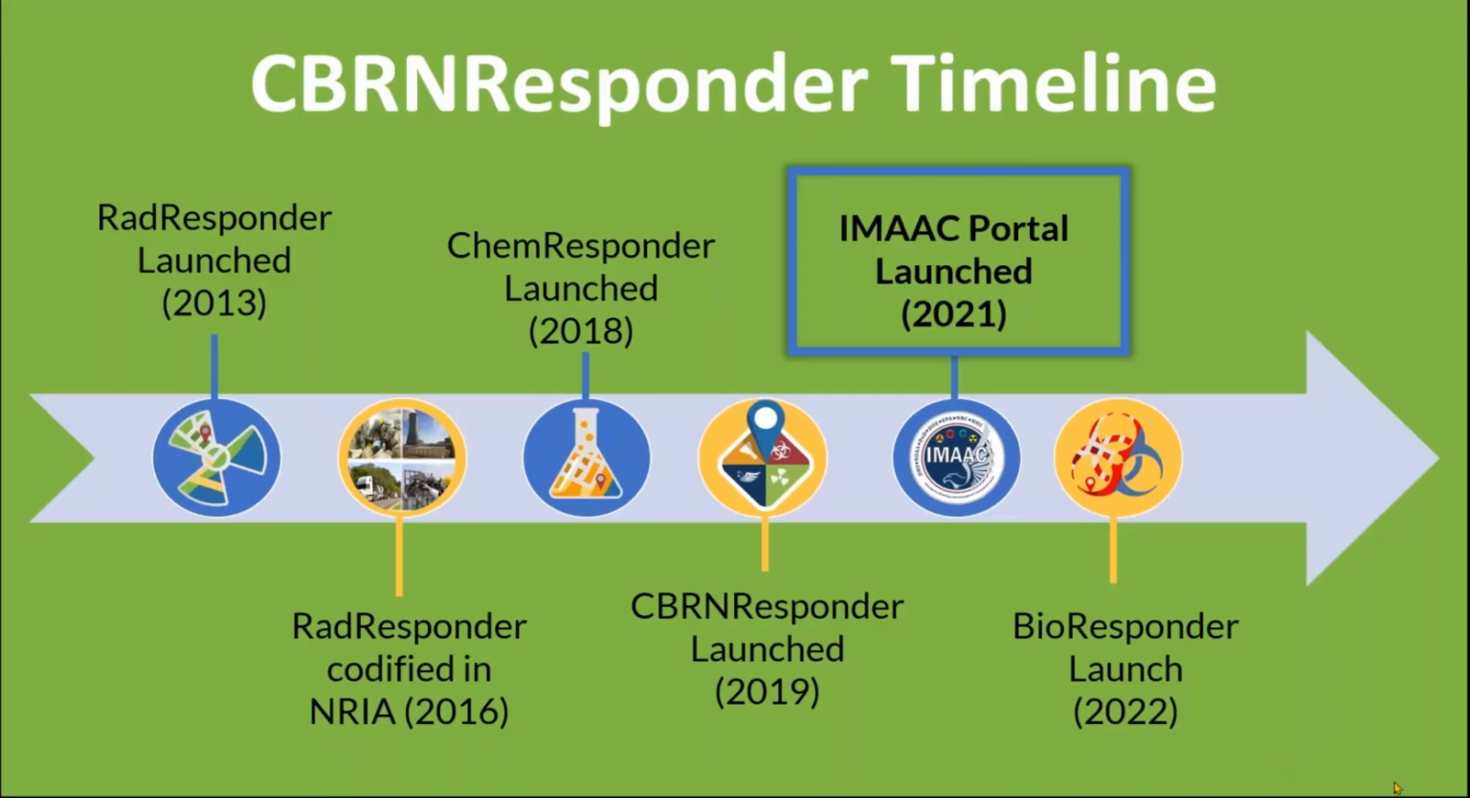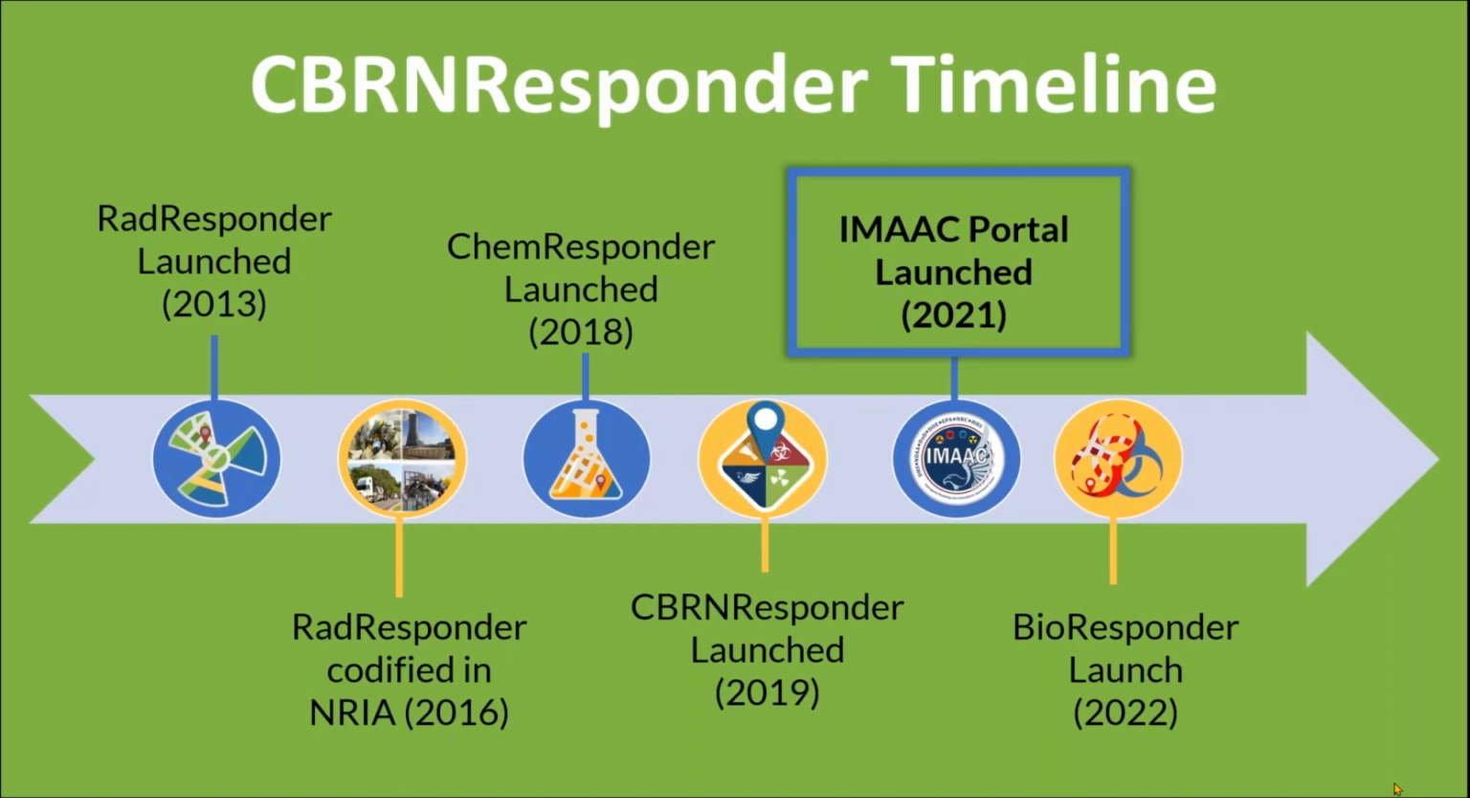Here you can see the timeline of these events as well. 2013 was when RadResponder was launched. And then in 2016, RadResponder was codified in the nuclear Rad Incident Annex. So this means that RadResponder will never be turned off, even if Chainbridge is not the contractor, you will always have this system. So if you're training on the system with your organization, you don't have to worry about it going away. And then in 2018, that ChemResponder piece, like I said, which led to the 2019 CBRNResponder overarching network. And in 2021, the IMAAC piece was launched.